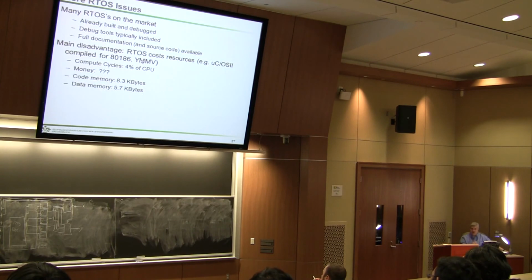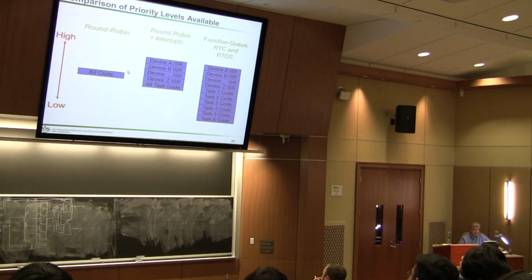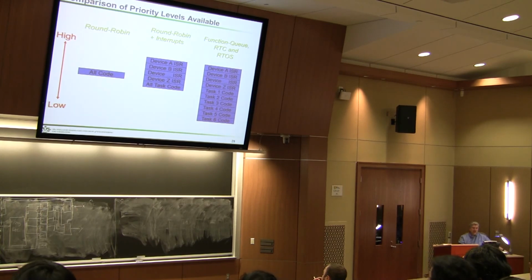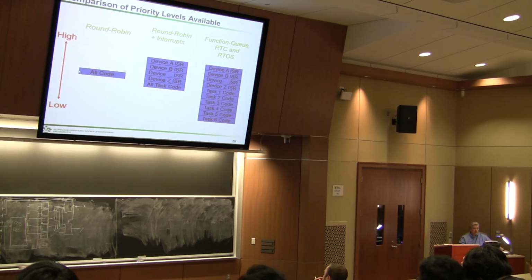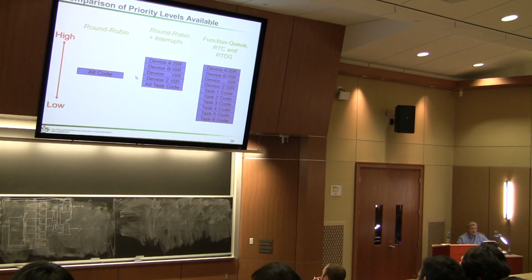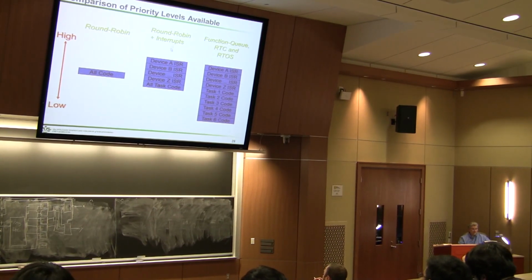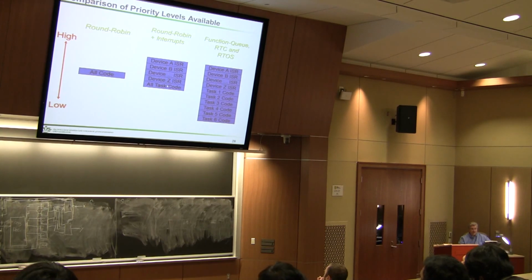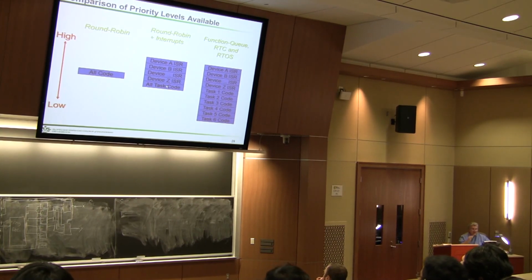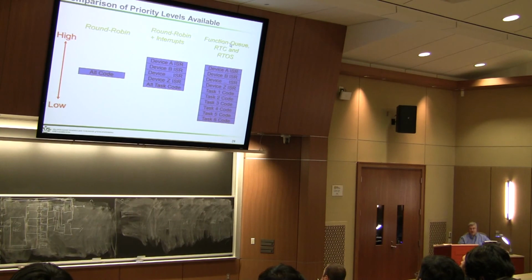We'll be looking at MicroCOS in the advanced embedded systems course. So again, when you're looking at priority levels with round robin, pretty much all the code has the same priority, but with interrupts, certain ones can have higher priority based on where they sit in the ISR chain. And if you have RTOSes and function queues, you can have further resolution of that.